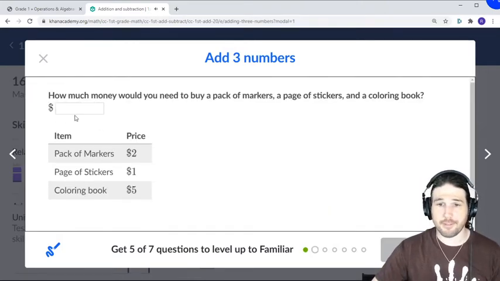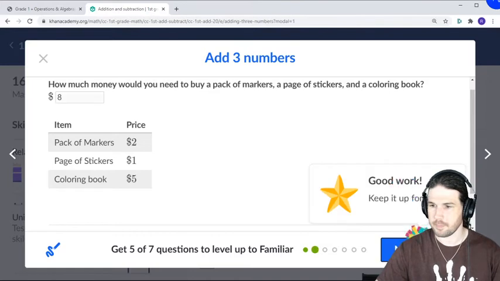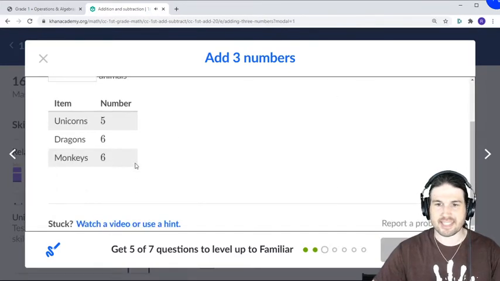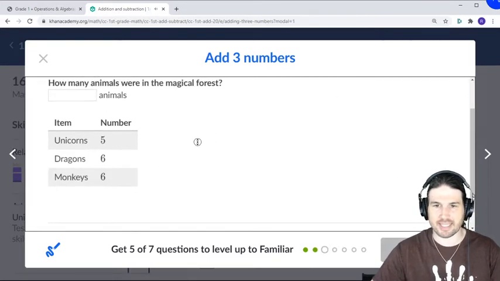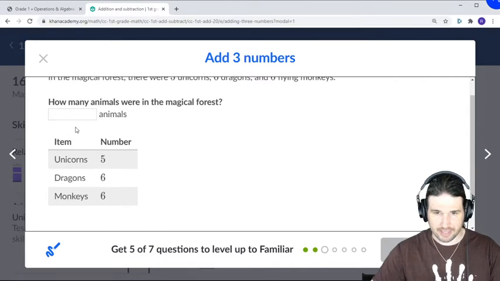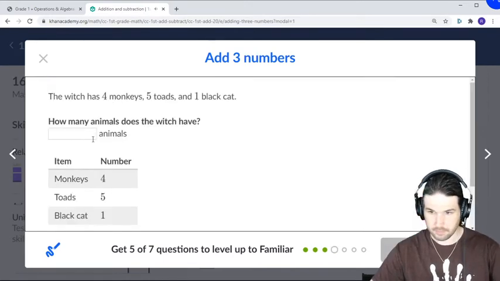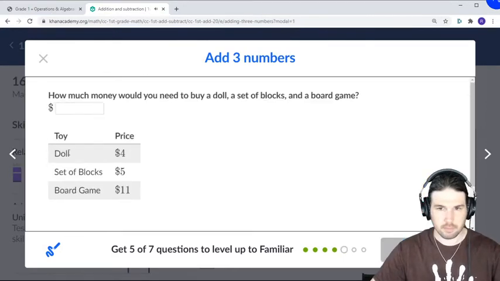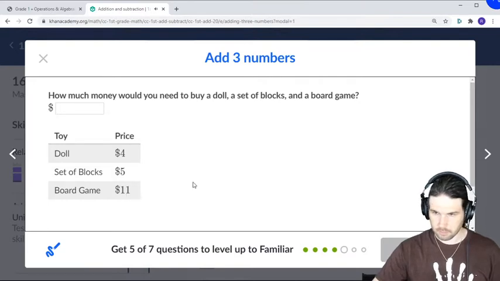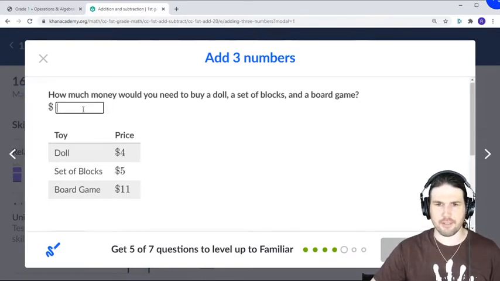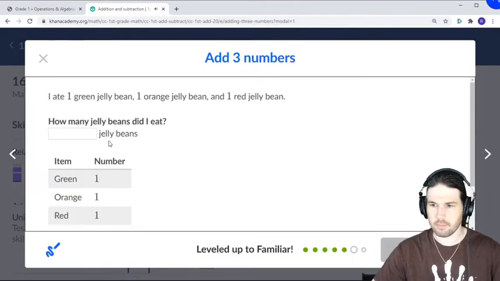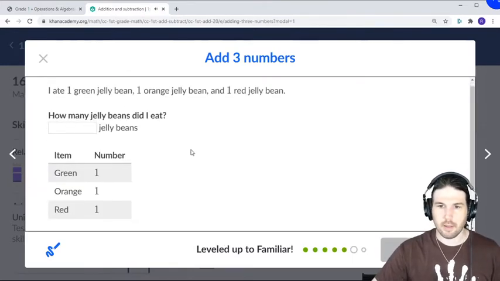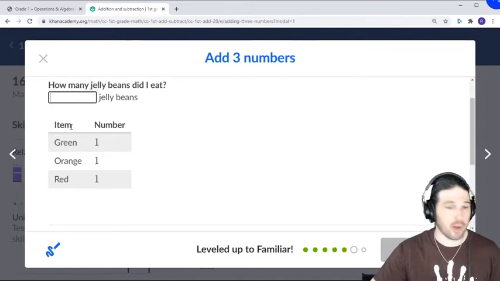Two, 3, and 5 is 8. 5, 6, and 6. Well, 5 and 6 is 11, and another 6 is 17. 4 and 5 is 9, and 1 is 10. 9 and 10 is 19, and 1 is 20. Oh, it's just 1 plus 1 plus 1. That's 3.